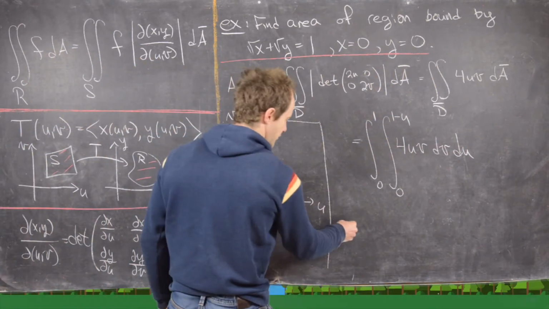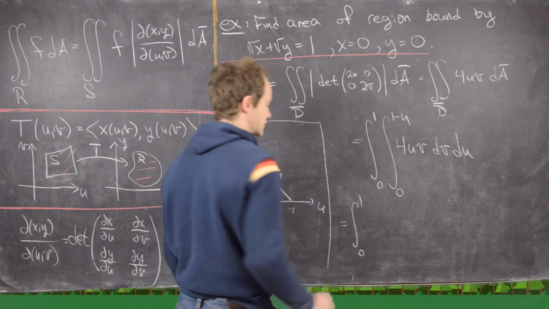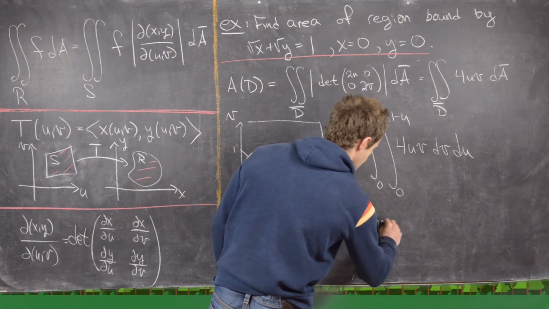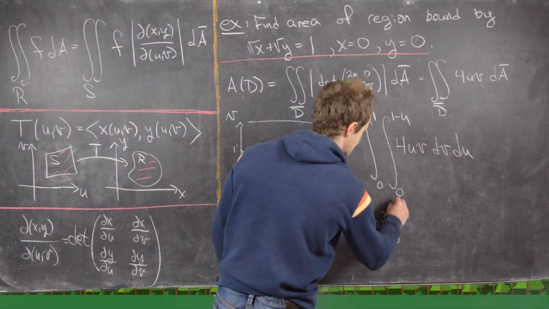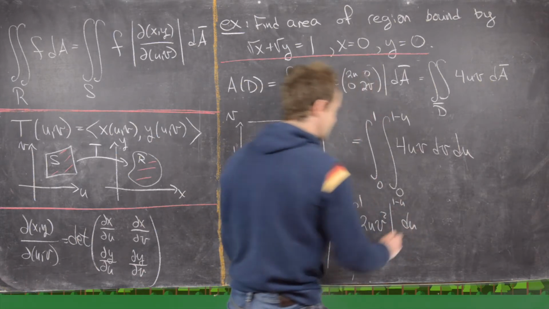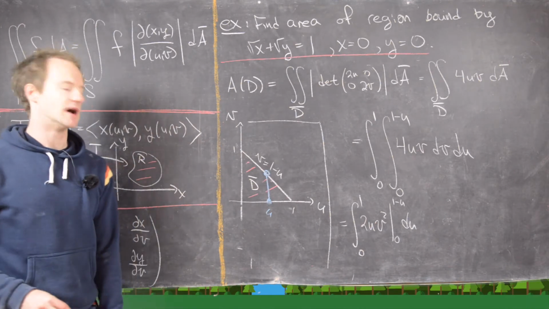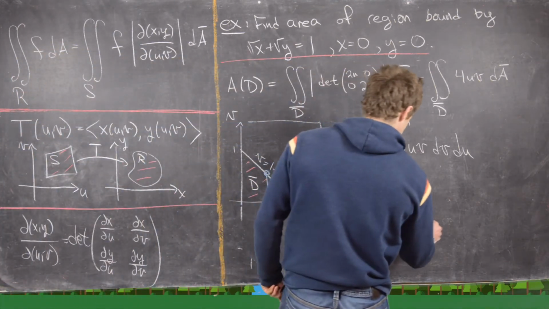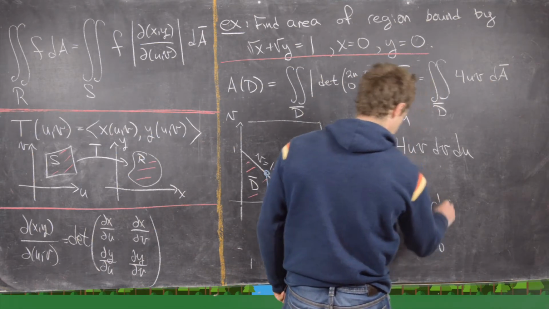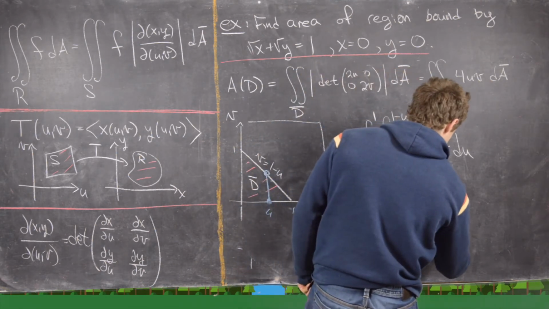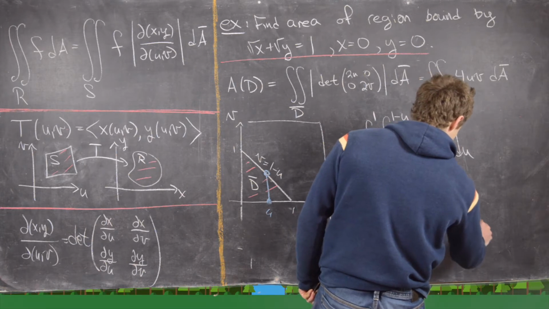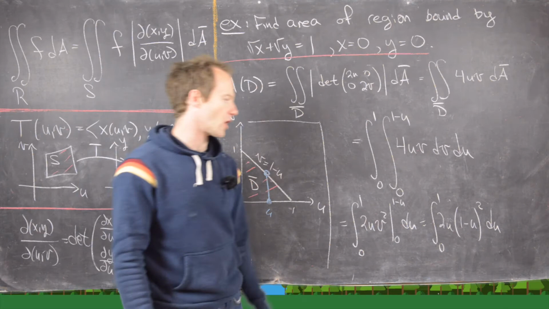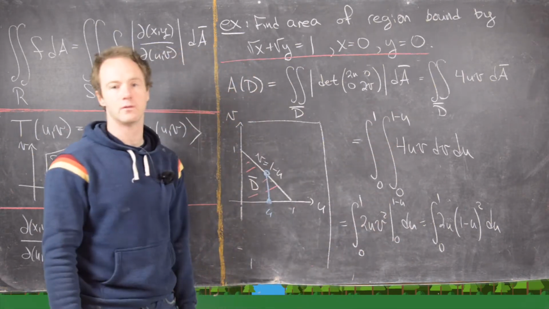So now I'm good to go. I can finish this off pretty handily. So this is going to be the integral from 0 to 1 of, now I have 2uv squared evaluated from 0 to 1 minus u du. So I've done my antiderivative with respect to v, which is on the inside. Now that's going to give me the integral from 0 to 1 of 2 times u, and then 1 minus u squared du. Now we're almost done.